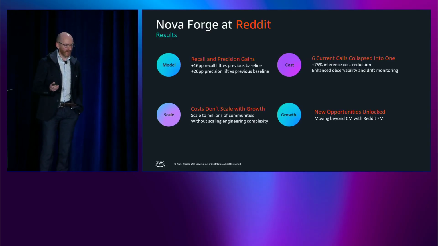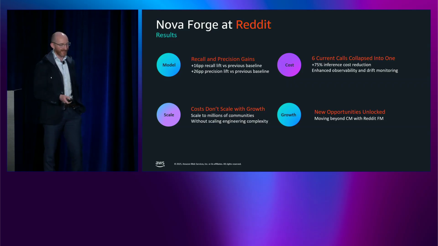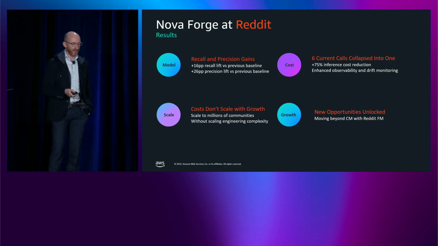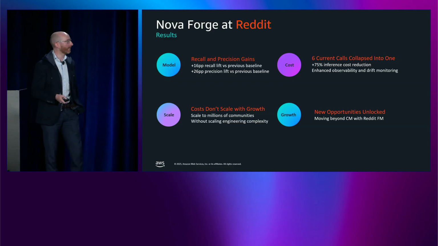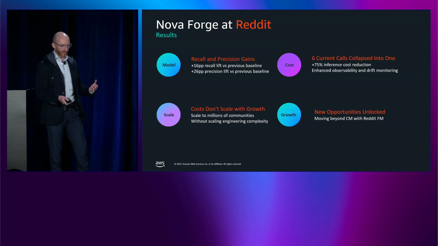Just talking briefly about Reddit, which I mentioned as well. They had amazing results with their moderation solution. They saw a 26-point precision lift, which is huge in the moderation use case. They've been a key development partner here. Again, very, very successful results from Reddit using Nova Forge.